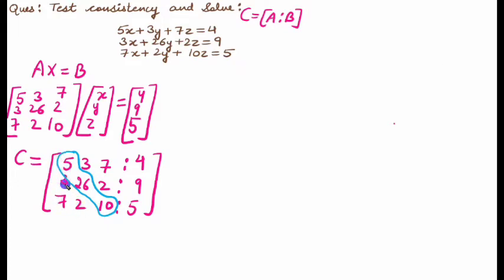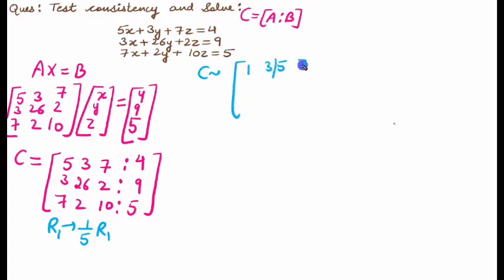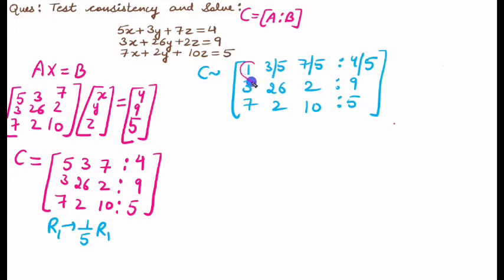But before applying row operations, what do we do? We first make the first diagonal entry 1, so that our calculations are easy. We use a row operation: R1 goes to 1 by 5 R1. If I operate this type of row operation on augmented matrix C, then this matrix C would become 1, 3 by 5, 7 by 5 and 4 by 5. The same operation is applied on the whole augmented matrix, and the other 2 rows will be as they are.